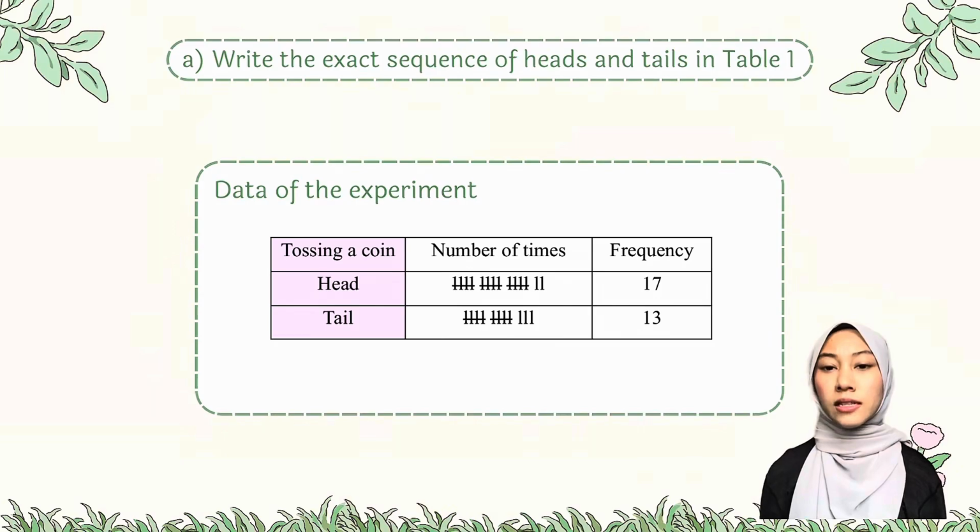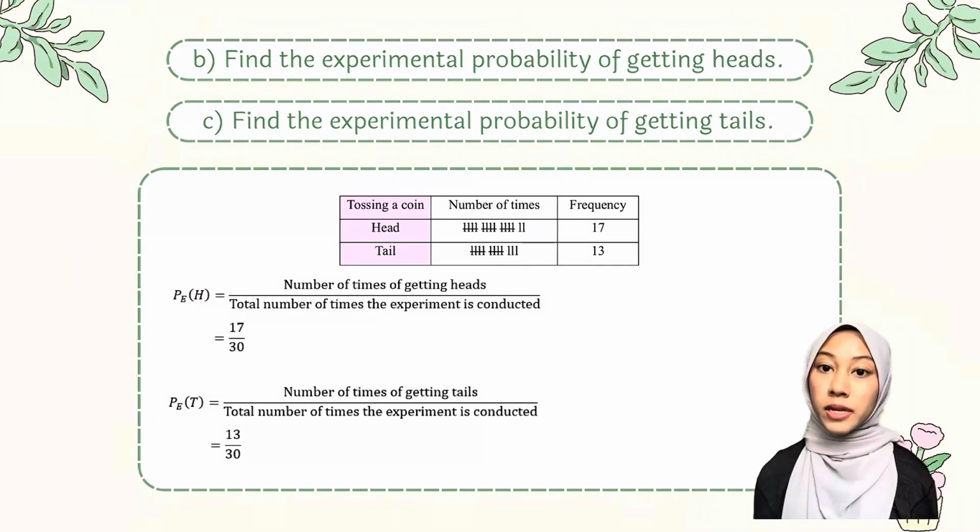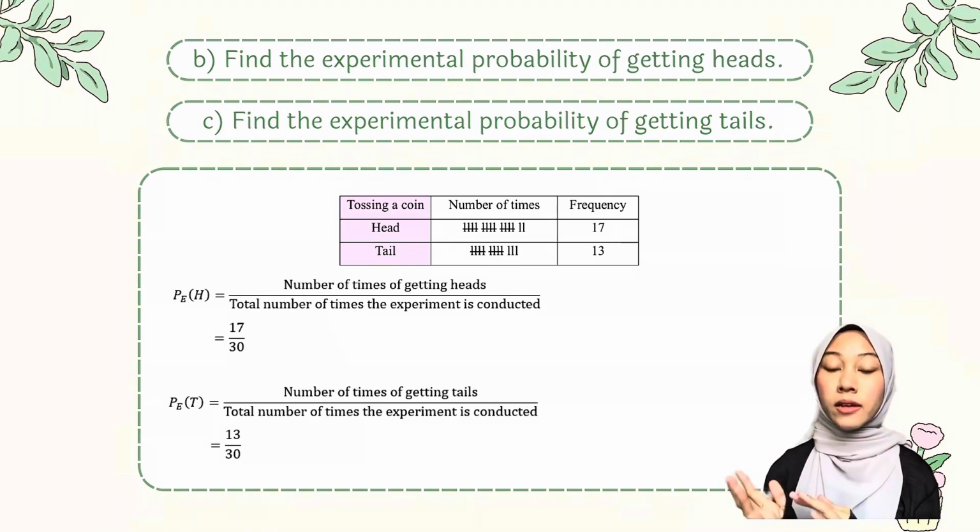From the data collected, we obtained 17 head and 13 tail. From this data, we can determine the experimental probability of head and tail. For experimental probability of head, the number of head will be divided by the total number of tosses, and we get 17 over 30. For tail, we use the same method and we get 13 over 30.